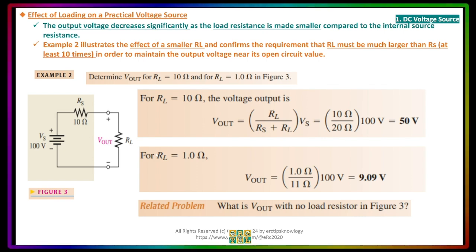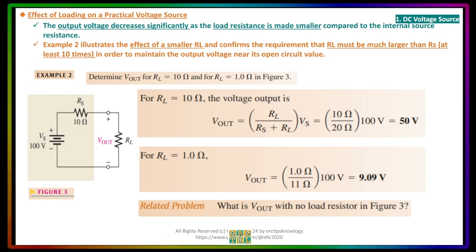Therefore, our conclusion is really do not make the RL much lower than the RS. Instead, make the RL much greater than the RS. Now, you try also what will be the V out with no load resistor in figure 3. You see what will happen if the RL is equal to 0.